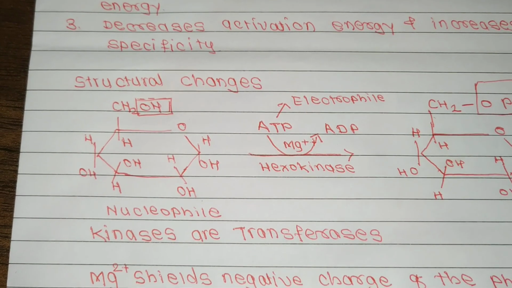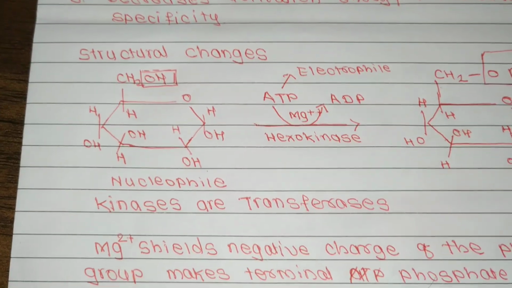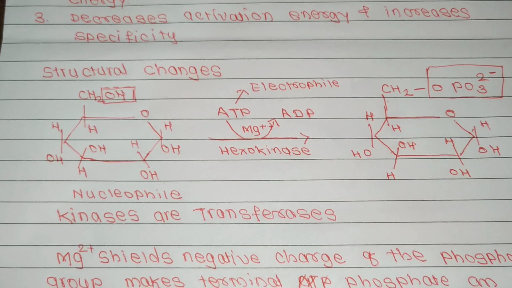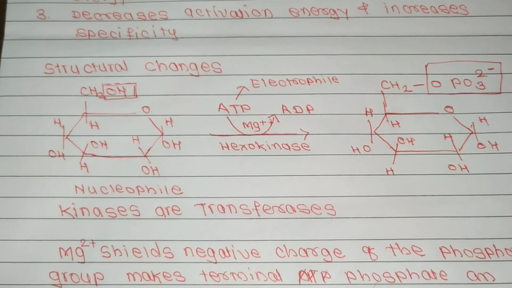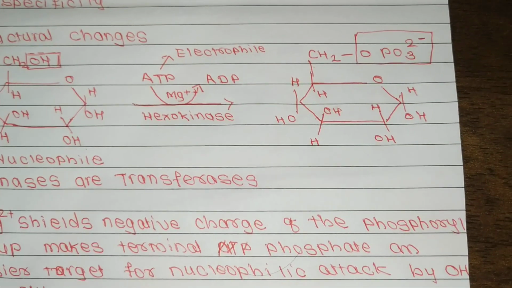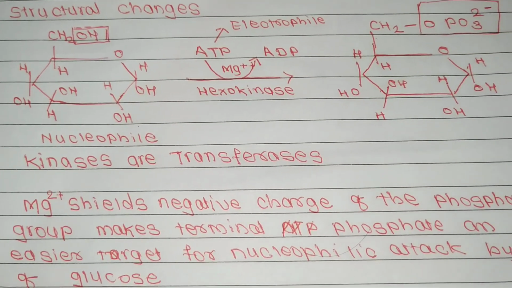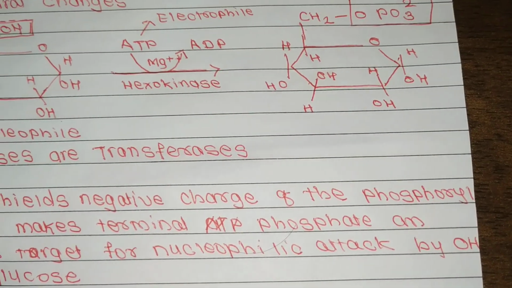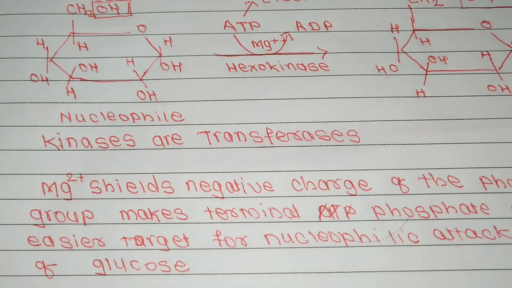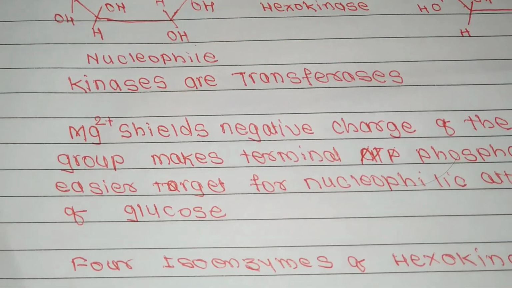Kinases are a type of transferase, one of the main classes of enzymes. Now the actual substrate is not ATP, but MgATP. Mg sits on the negative charge of the phosphoryl group, which makes the terminal phosphate an easier target for nucleophilic attack by the OH of glucose. Now this is an isoenzyme.